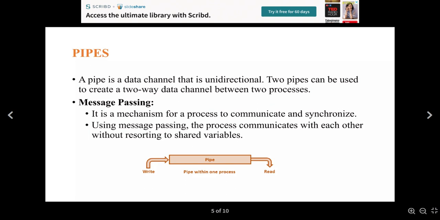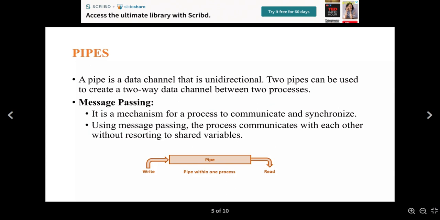The concept of a pipe is the same in operating systems. A pipe is a data channel that is unidirectional. Two pipes can be used to create a two-way data channel between the two processes. As you have seen, a pipe is a data channel, a cylindrical-like structure that helps processes connect with each other. It helps to transfer information between processes.